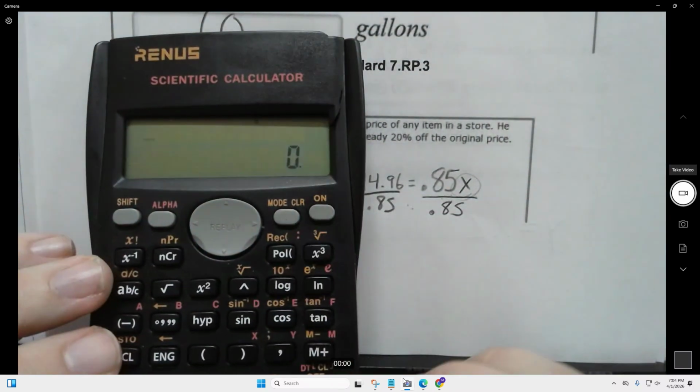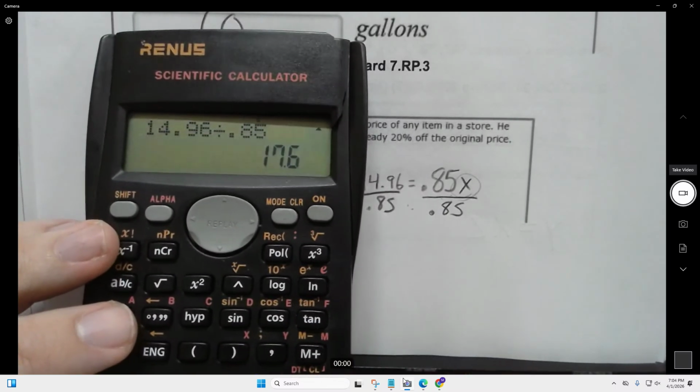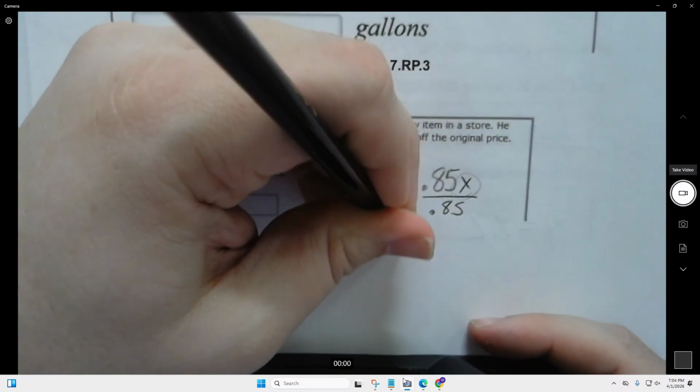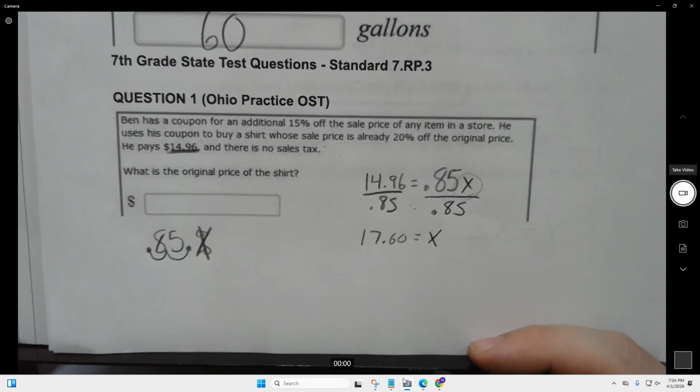So we do 14.96 divided by 0.85, which was 17.60. So 17.6 is the original discounted price.